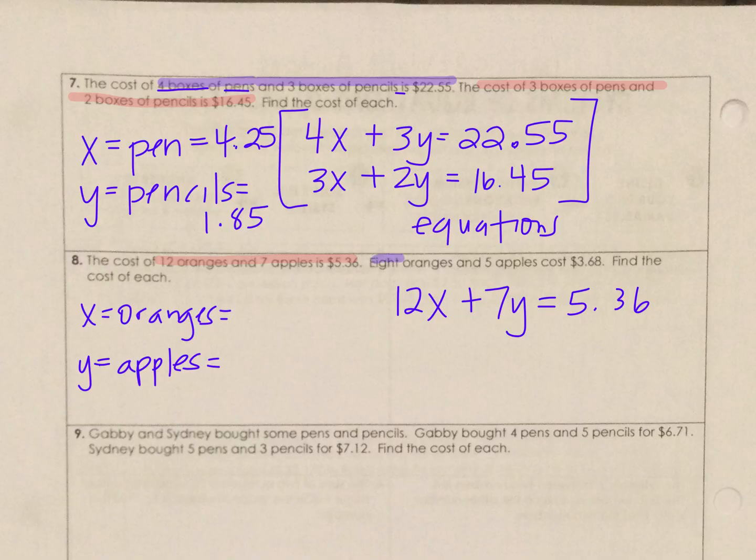Second equation: 8 oranges and 5 apples cost $3.68. So 8 oranges plus 5 apples, which is a Y, equals $3.68. When I type both of those into the equations app, it tells me that my X is 0.26, so oranges cost 26 cents, and apples are 0.32, so apples cost 32 cents.